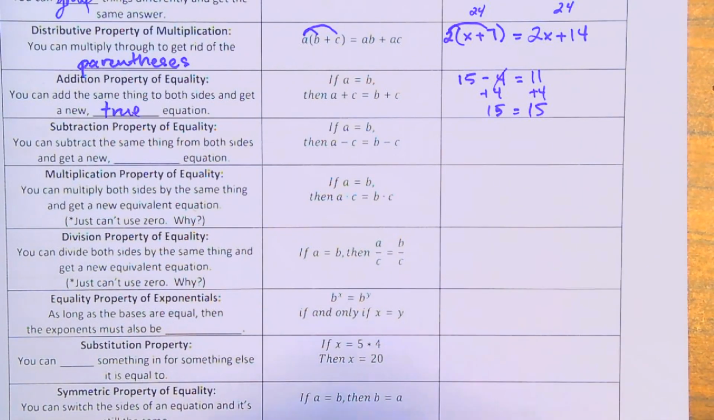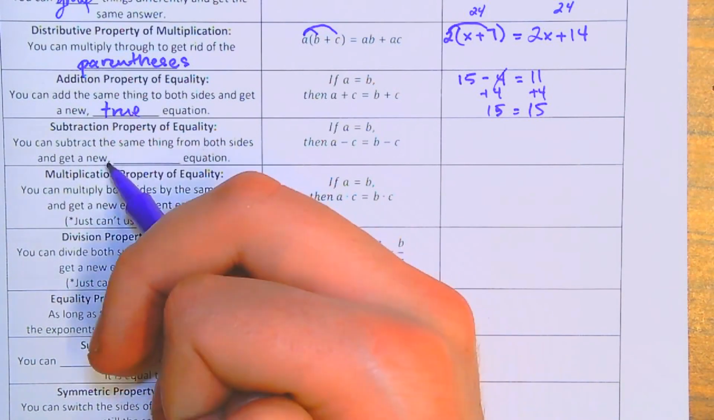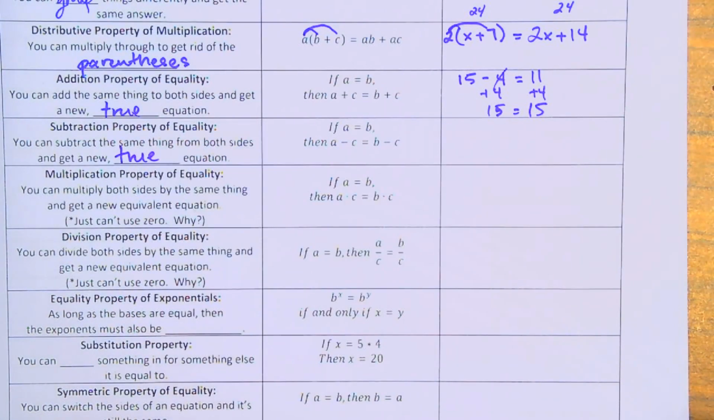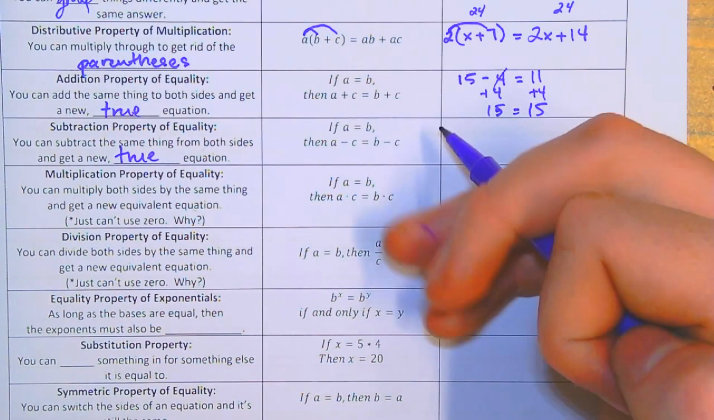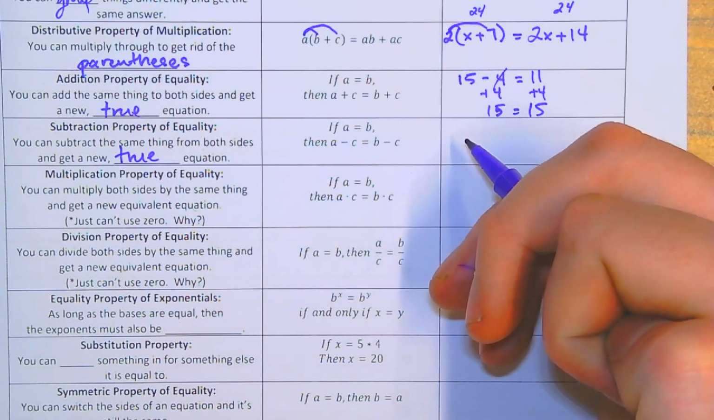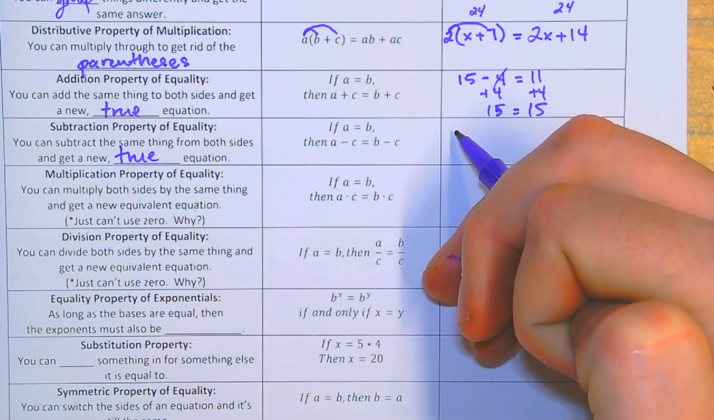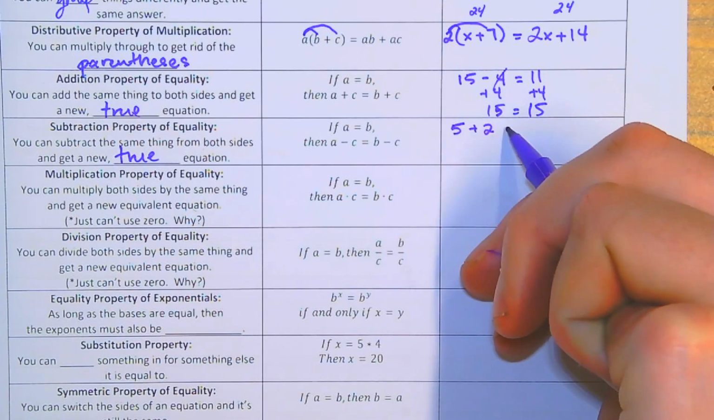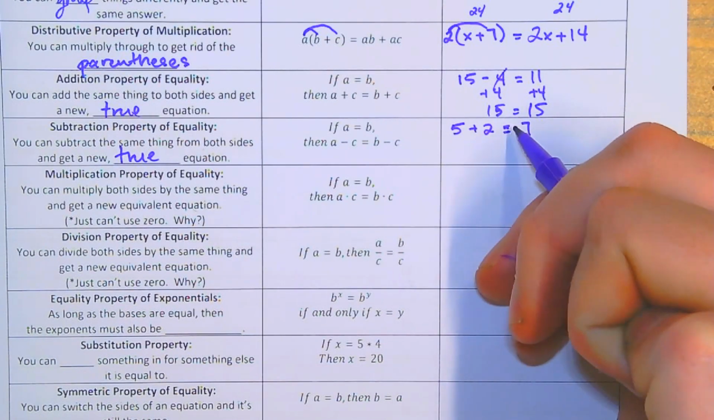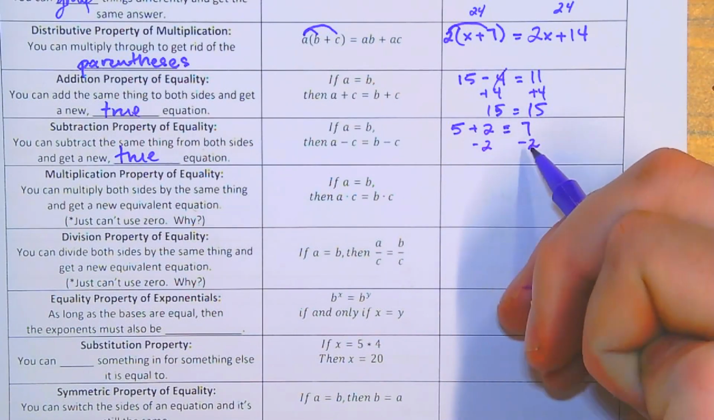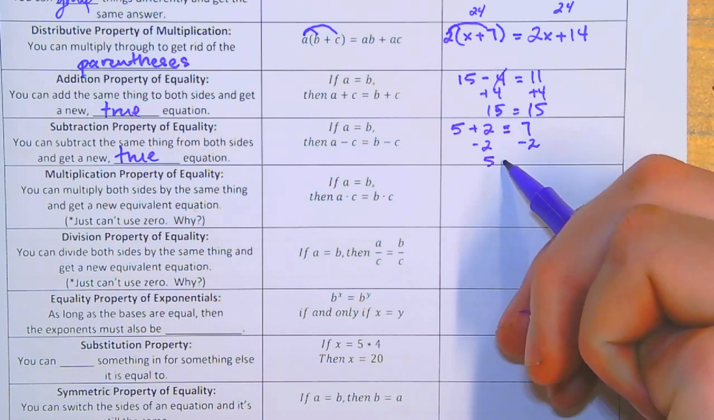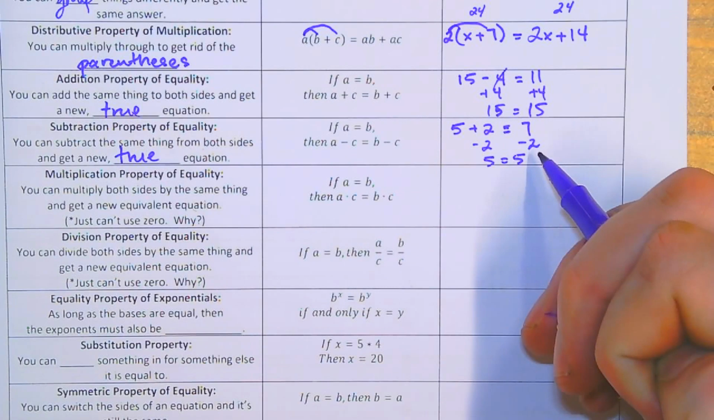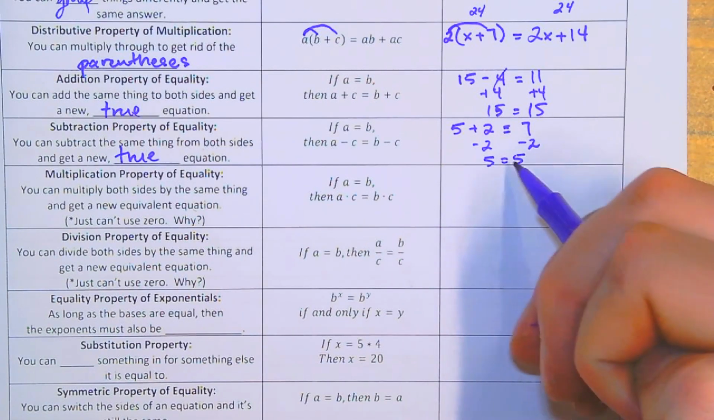It's true. Okay? The subtraction property of equality. You can subtract the same thing from both sides and get a new true equation, just like we did previously with addition. So let's do that again. This time, let's do 5 plus 2 equals 7. If I subtract the 2 from both sides, the 2's cancel, and then 5 is equal to 7 minus 2, which is just 5. So it's true. If I subtract a number that's equivalent on both sides, I end up with the same thing.